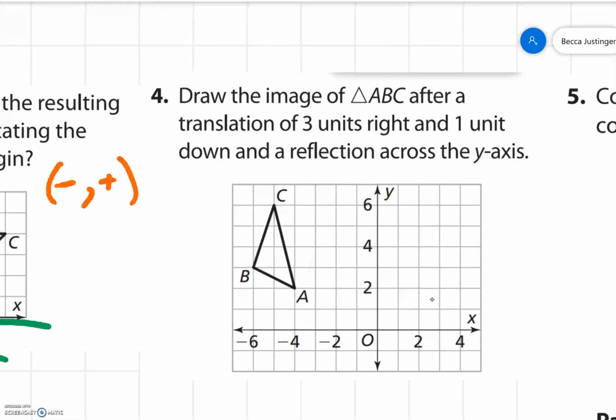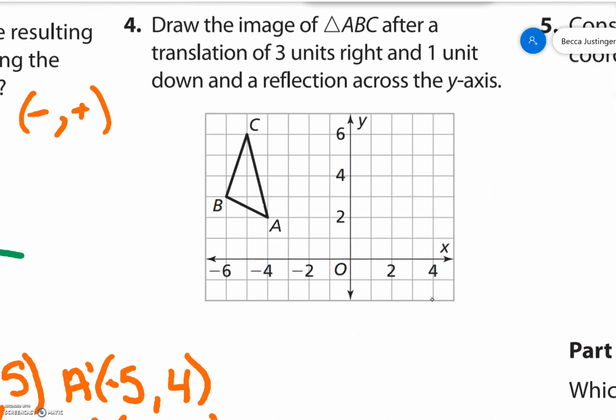All right, question number 4. Draw the image of ABC after a translation of 3 units right, 1 unit down, and a reflection across the y-axis. So I'm going to translate first. 3 units to the right and 1 unit down. This becomes A prime. 3 units to the right, 1 unit down. This becomes B prime. 3 units right, 1 unit down. That's C prime. So I've done the translation.